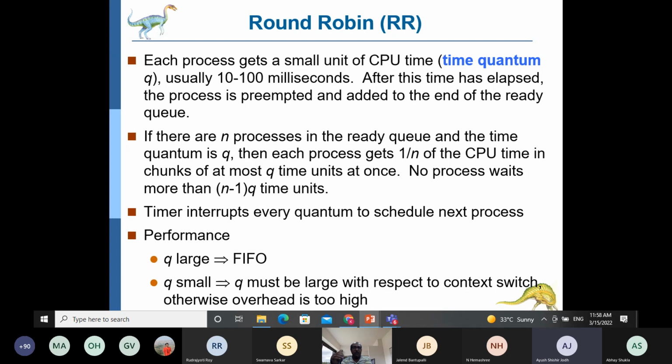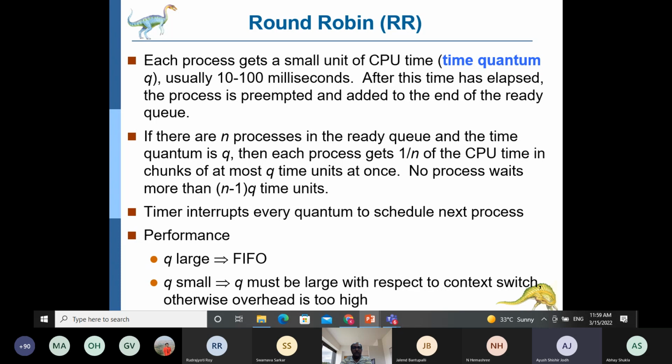If you keep a large time quantum to avoid this context switching, the problem is that the response time will be very poor, and it will finally end up as first come first served. If the time quantum is sufficiently large, it is nothing but the first come first served, or FIFO, principle. If the time quantum is very small, then the number of context switches will be more, and with that the overhead will be increased.